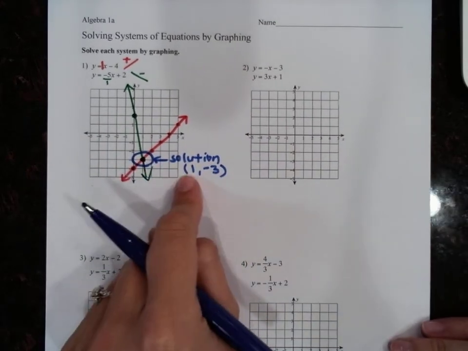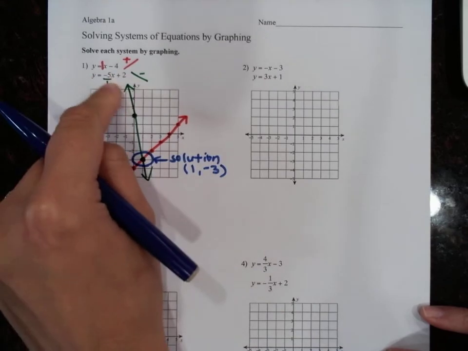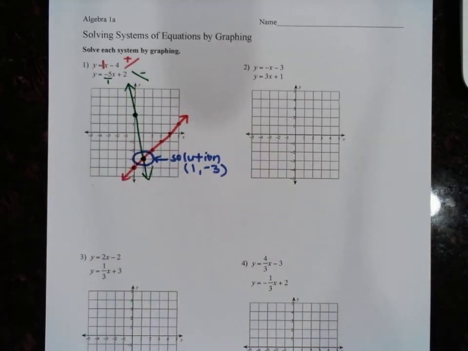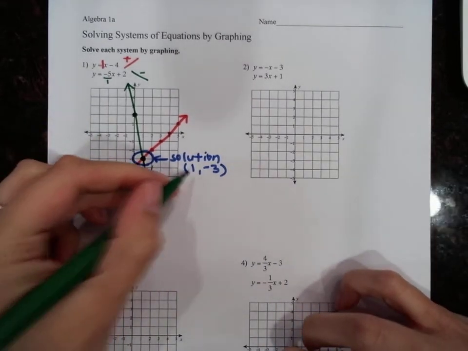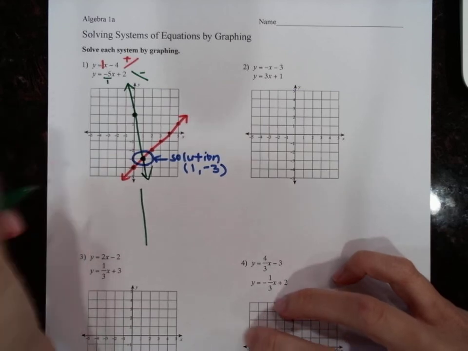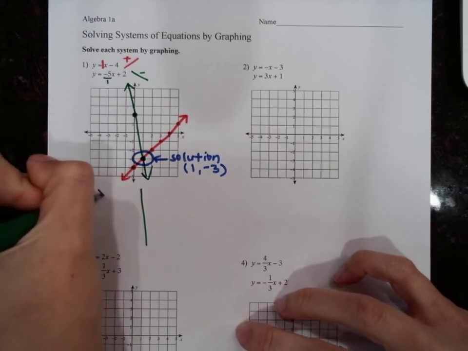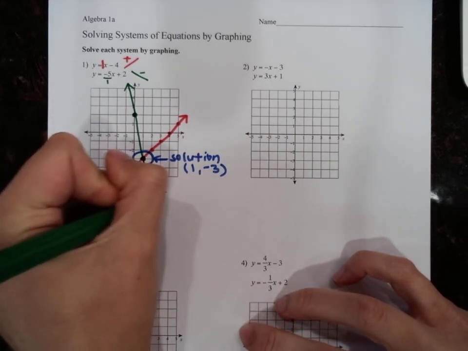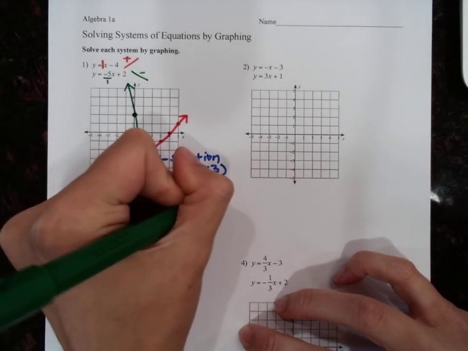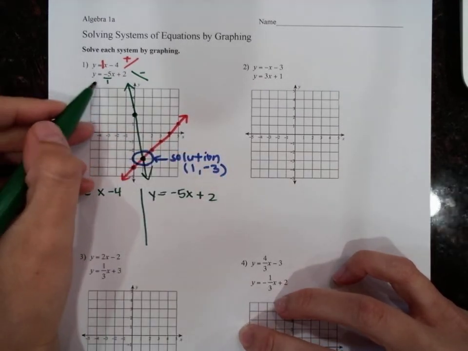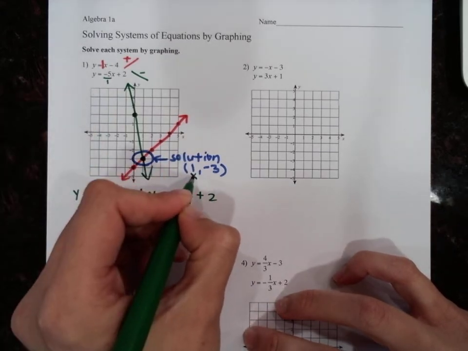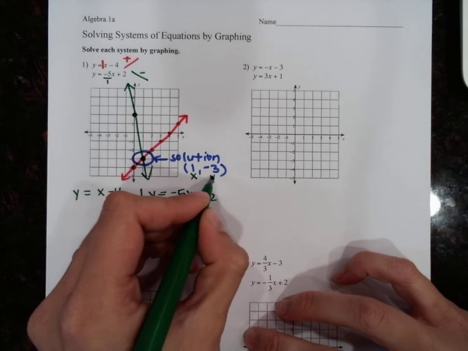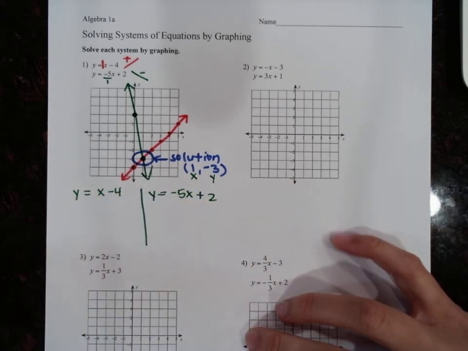So if we plug in 1 and negative 3 into both of our equations, it should make both of them true. So let's check and make sure we didn't graph wrong and prove why that's the solution to this system. So y equals x minus 4 and y equals negative 5x plus 2. I'm just copying down the two equations that we started with, and then I'm going to plug in 1 for x, and negative 3 for y.